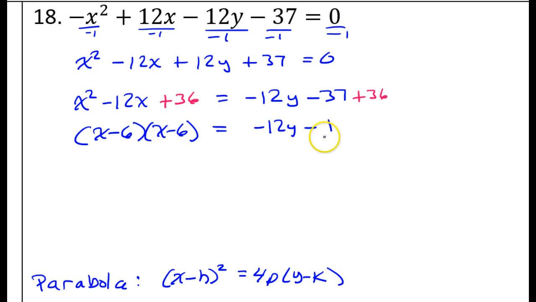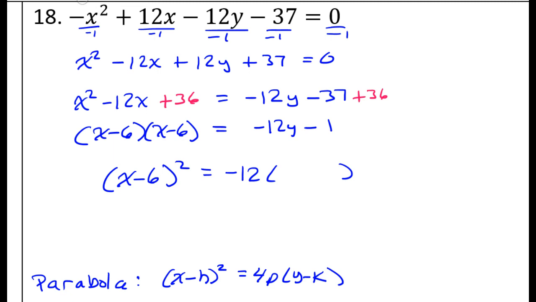Okay, this is going to be a little tricky because I'm going to have to pull out that negative 12 in a second, but I'm going to make it happen. So anyway, I've got x minus 6 squared equals. So the 4p has to be outside of parentheses. So I'm going to have to take this 12 and pull it outside of the parentheses.